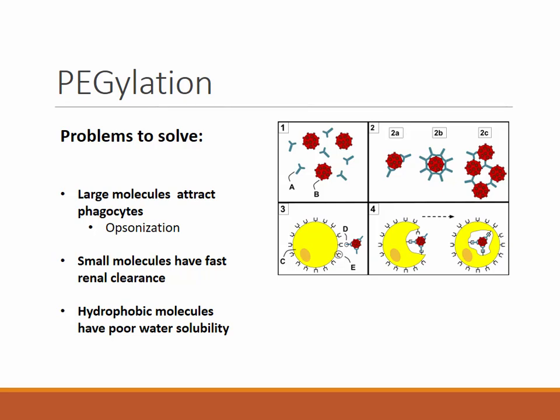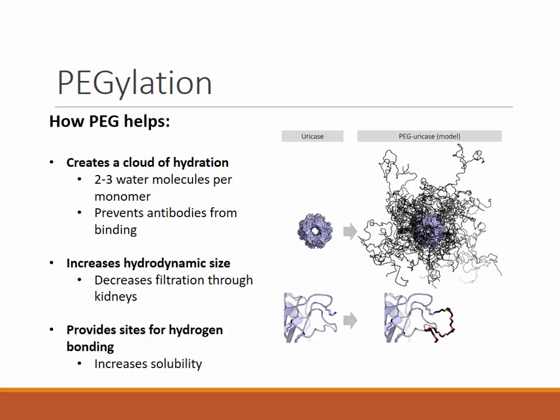How does PEG solve these problems? It helps large molecules avoid attachment of antibodies by creating a very high degree of hydration. I have here 2 to 3 water molecules per monomer. You see this is an enzyme called uricase here, and this is pegylated uricase. You can notice quite a difference in the size of it. Now imagine 2 to 3 water molecules per monomer attached to all of those strands floating around there. You can imagine it as a nice mask protecting it.